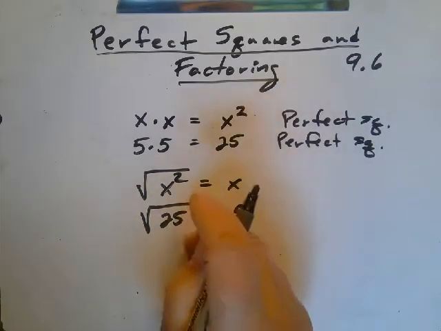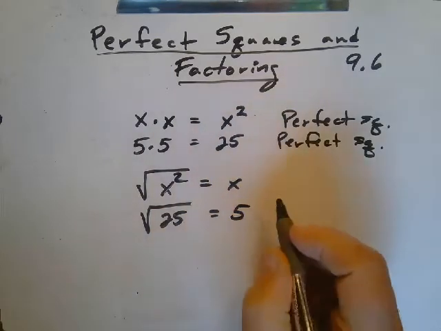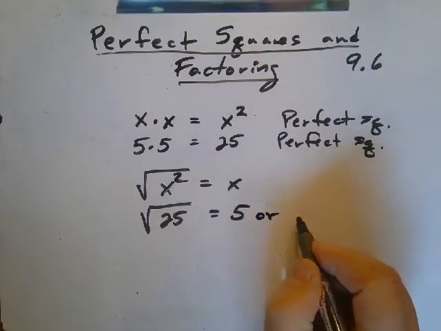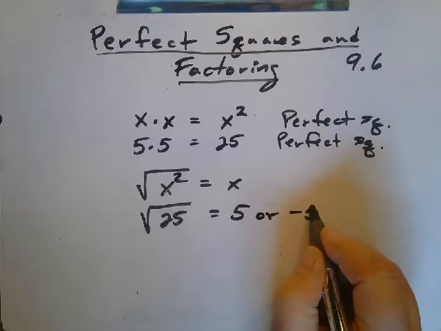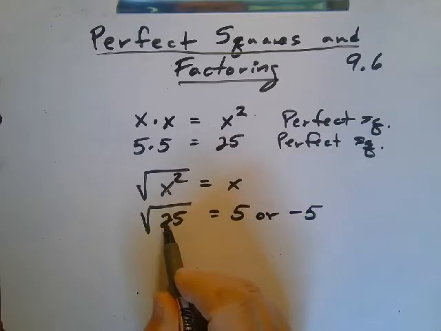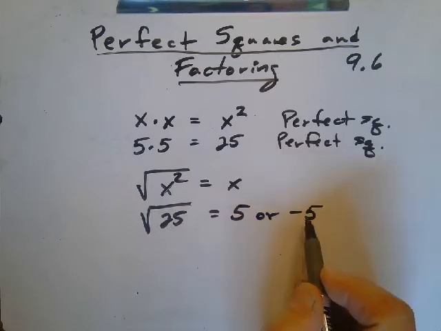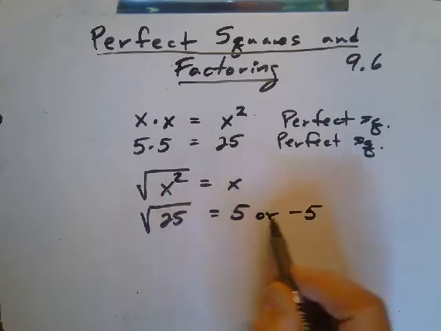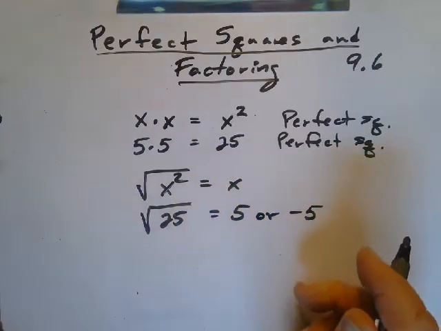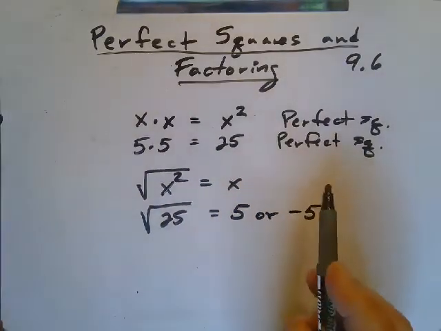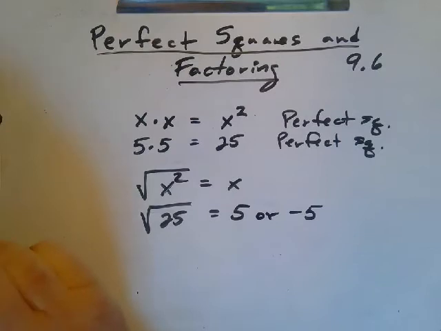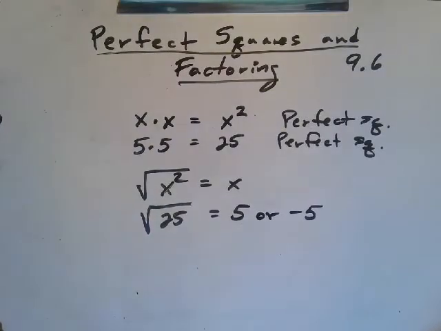By the way, the square root of 25 could also be negative 5. What times itself will give me 25? Well, it could be 5, or even a negative 5 times a negative 5. So with numbers, there could possibly be 2 answers for that. But these are called perfect squares. And we're going to see some trinomials that are called perfect trinomial squares. Let's take a look at one.